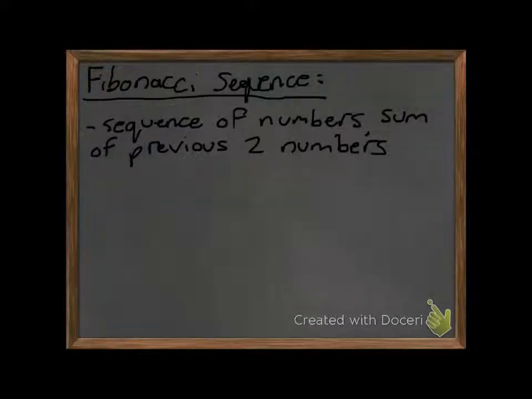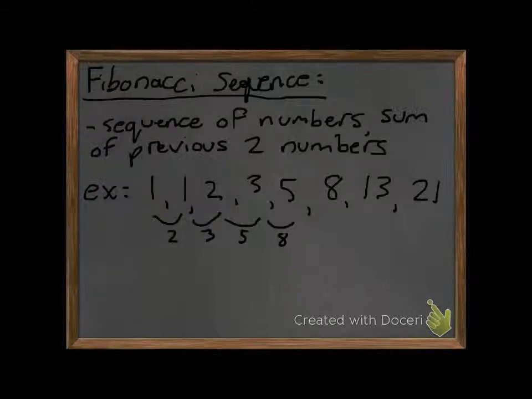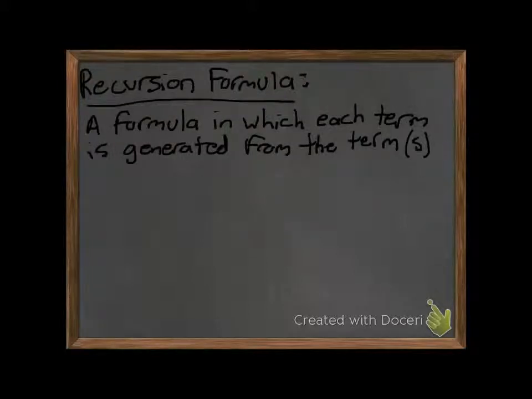Next up is the Fibonacci sequence. The Fibonacci sequence is a sequence of numbers where the sum is always the previous two numbers. So here's an example coming up right now. 1, 1, 2, 3, 5, 8, 13, 21. So 1 plus 1 is 2, 1 plus 2 is 3, 2 plus 3 is 5, 3 plus 5 is 8. That's all it is.